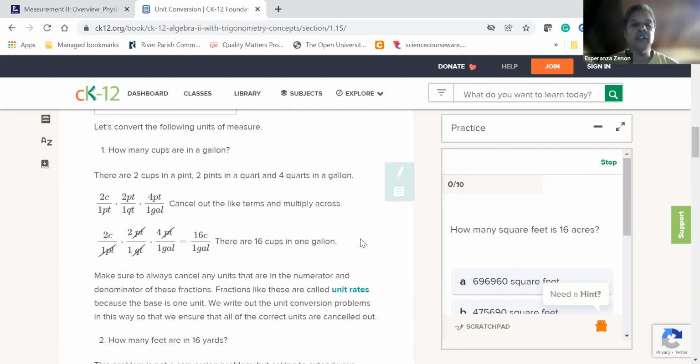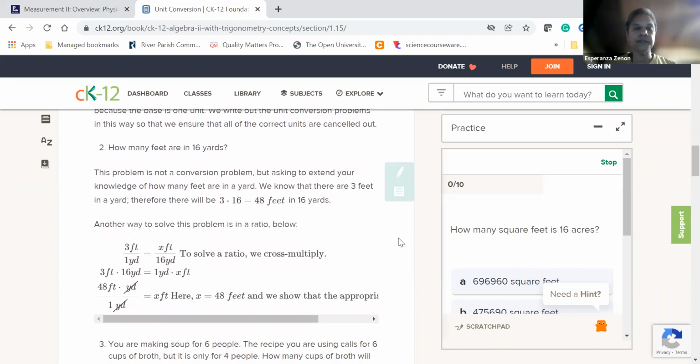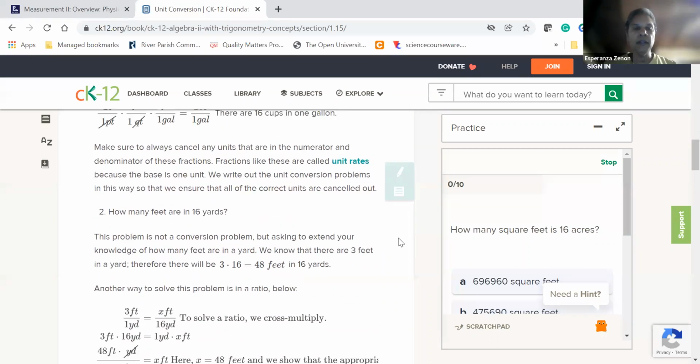All right, so that's what this whole week is about: you getting comfortable with this idea of doing unit conversions. And so you see there, it tells you, make sure to always cancel any units that are in the numerator and denominator of these fractions. These are like units that you cancel out.